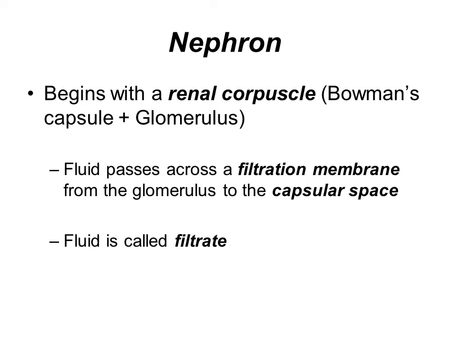The nephron is going to start with what's known as the renal corpuscle, also known as the Bowman's capsule and the glomerulus, that combination.